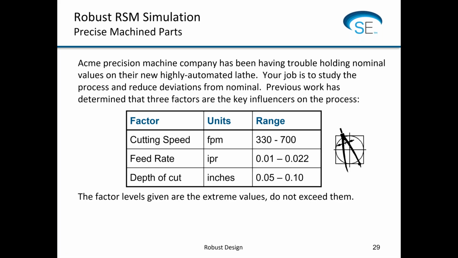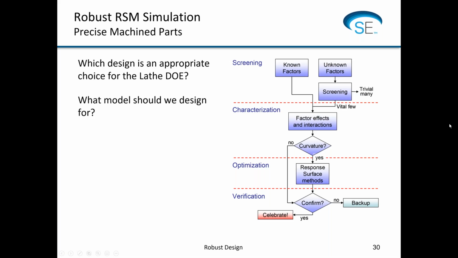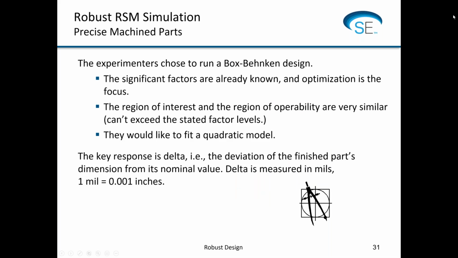But what we want to do is find conditions where not only we hit that nominal value, but we hit it very consistently. In other words, we reduce the variation around it. Okay, so what design's appropriate and what model should we design for? Well, the experimenters in this case said, we expect quadratic behavior. We think it'll be a pretty smooth surface in the ranges we selected.